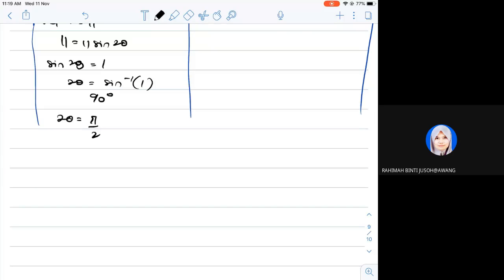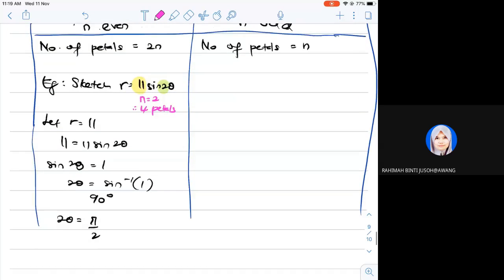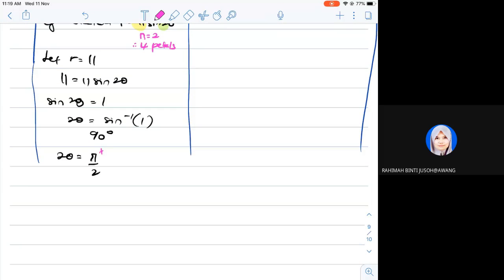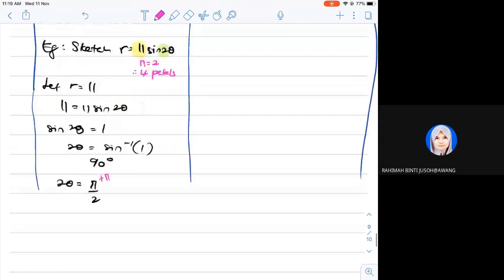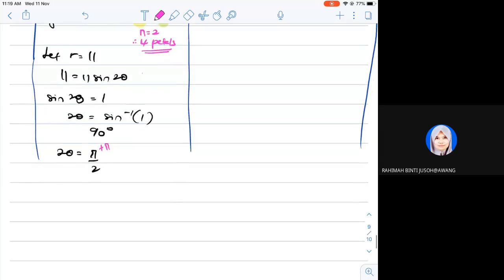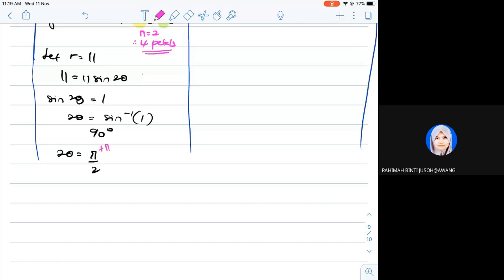Alright, so now for the case of n is even, okay, untuk case n is even, we should plus pi. Okay, you kena tambah pi so that we know the other position. Sebab ni baru satu position. Kita nak tahu lagi berapa position. Kita ada 4 petals kan? We have 4 petals. So we need to have another 3 angles. Okay? Sebab kita ada 4 kelopak, so kita kena cari lagi 3 sudut. Ini baru satu sudut. So nak cari lagi 3 sudut tu, what you should do is you have to plus pi. So here we go.